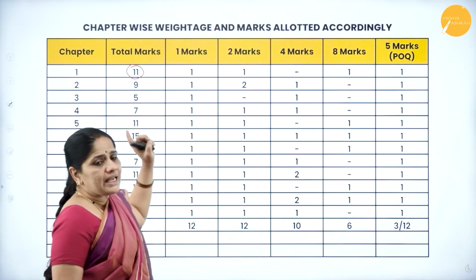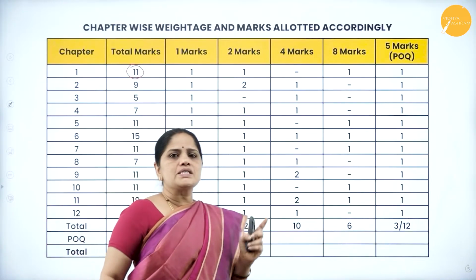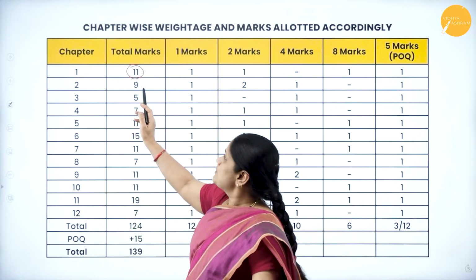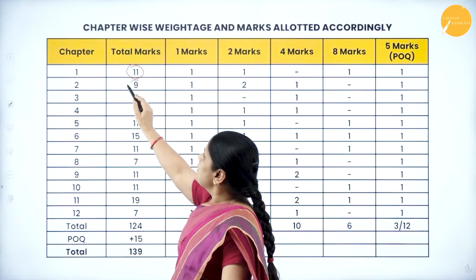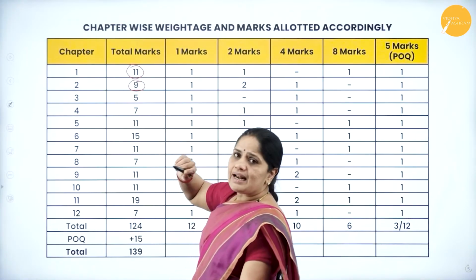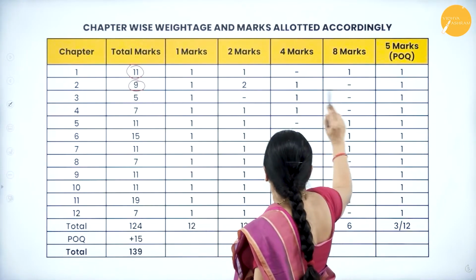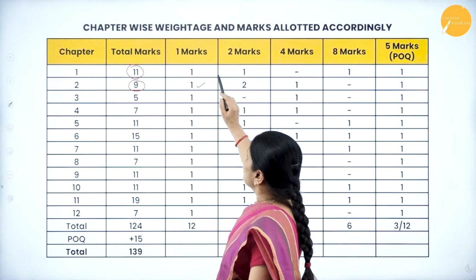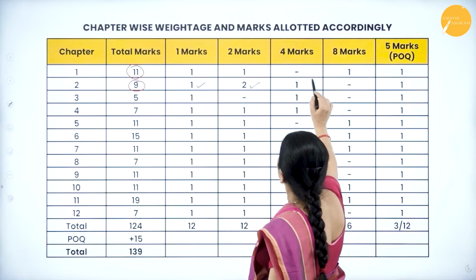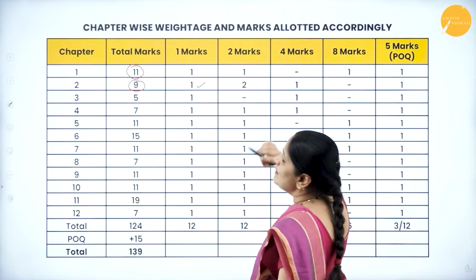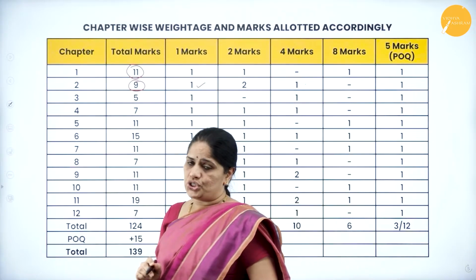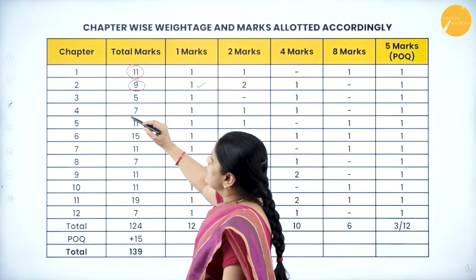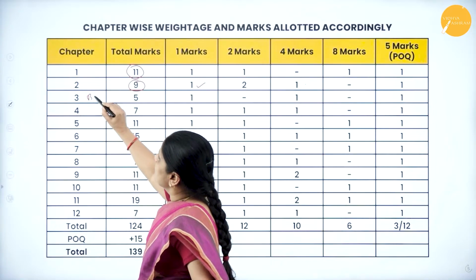Now, the second chapter relates to the principles of management. For the second chapter, we will be getting 9 marks. What is the breakup of this? Here we will get 1 question for 1 mark, 1 question for 4 marks and 1 practical oriented question.